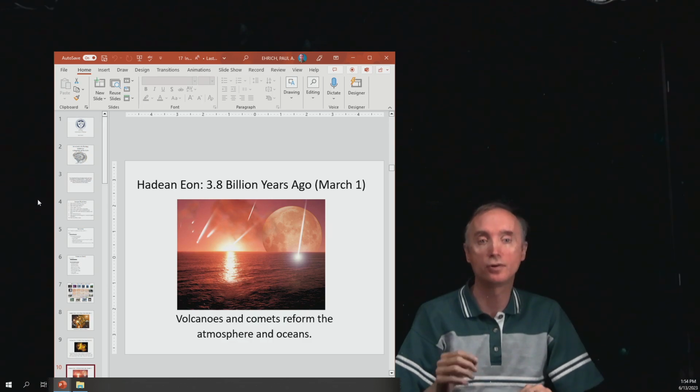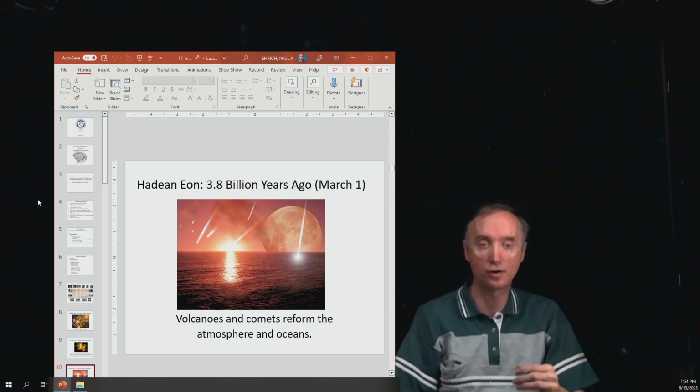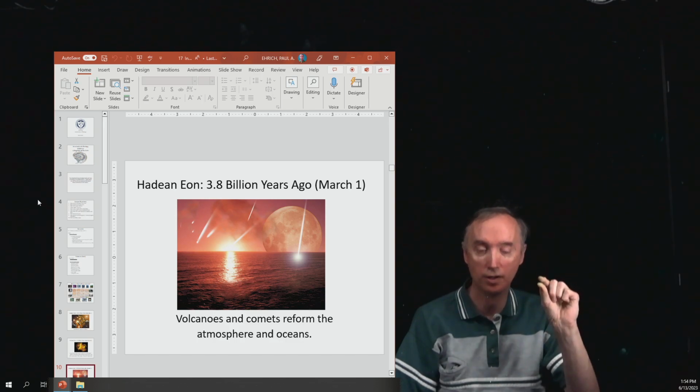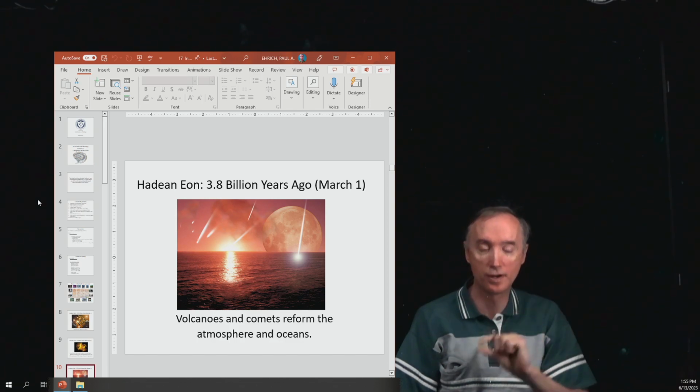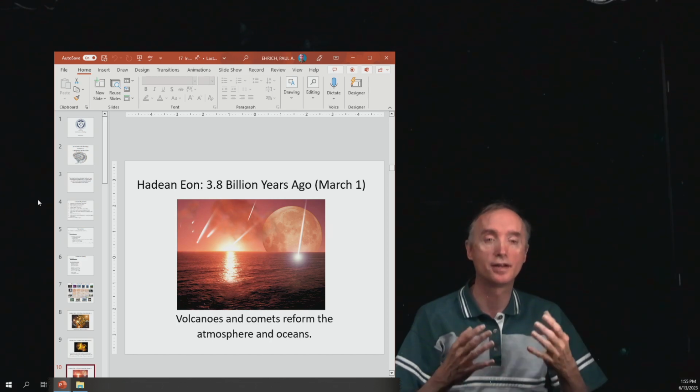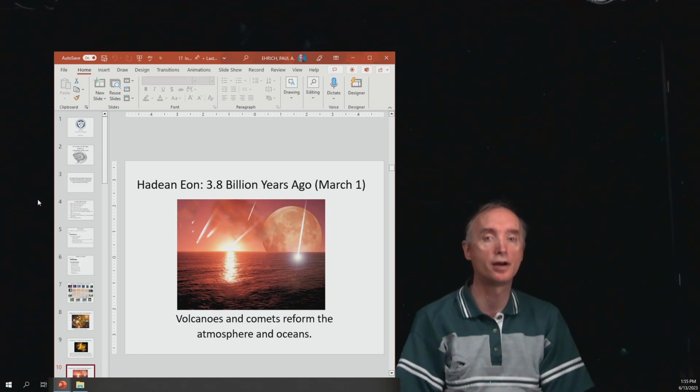But also comets are composed of carbon dioxide and water, and so are meteorites. Now meteorites contain a small amount of water and a small amount of carbon dioxide, but if you have enough of them, that's a substantial amount of carbon dioxide and water.